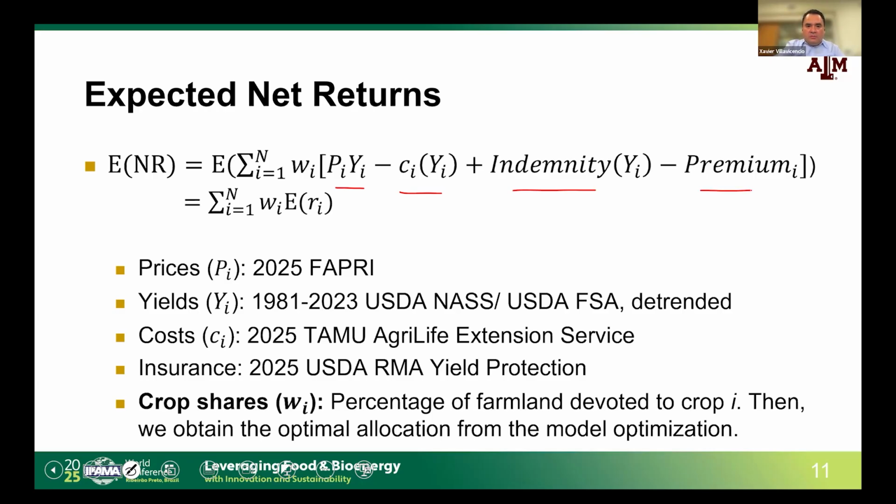So all this term, we call it R_i. This is the expected return of the firm with a given crop. And the total expected return of the portfolio is this weighted average: the expected return for crop i multiplied by the amount of crop i that I grow.